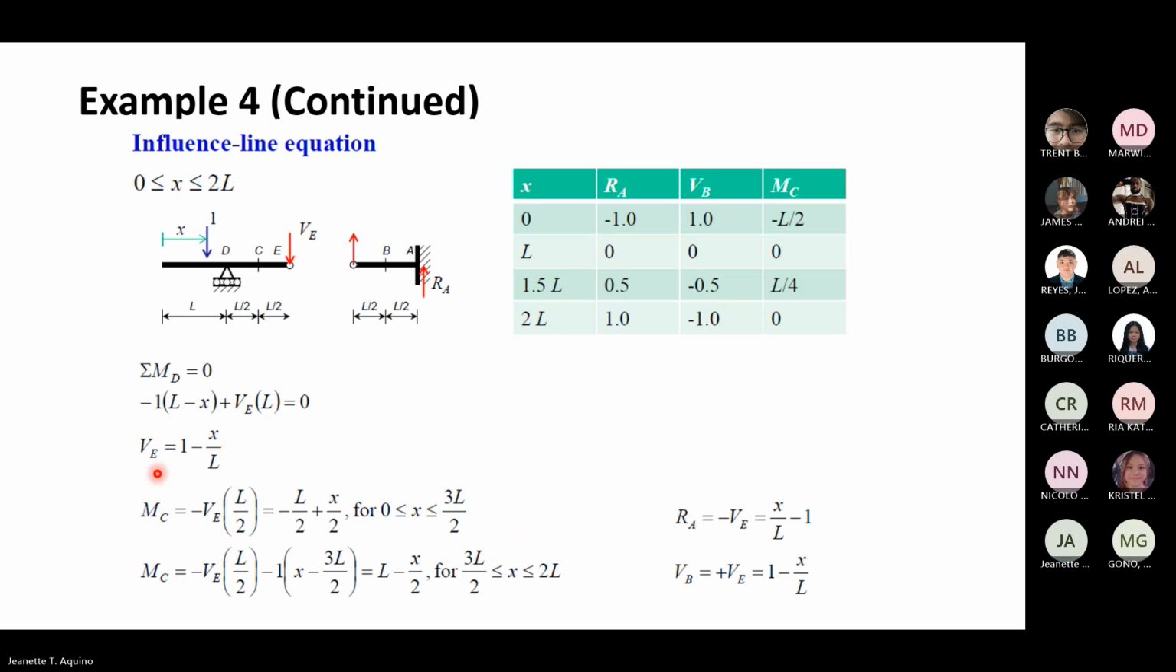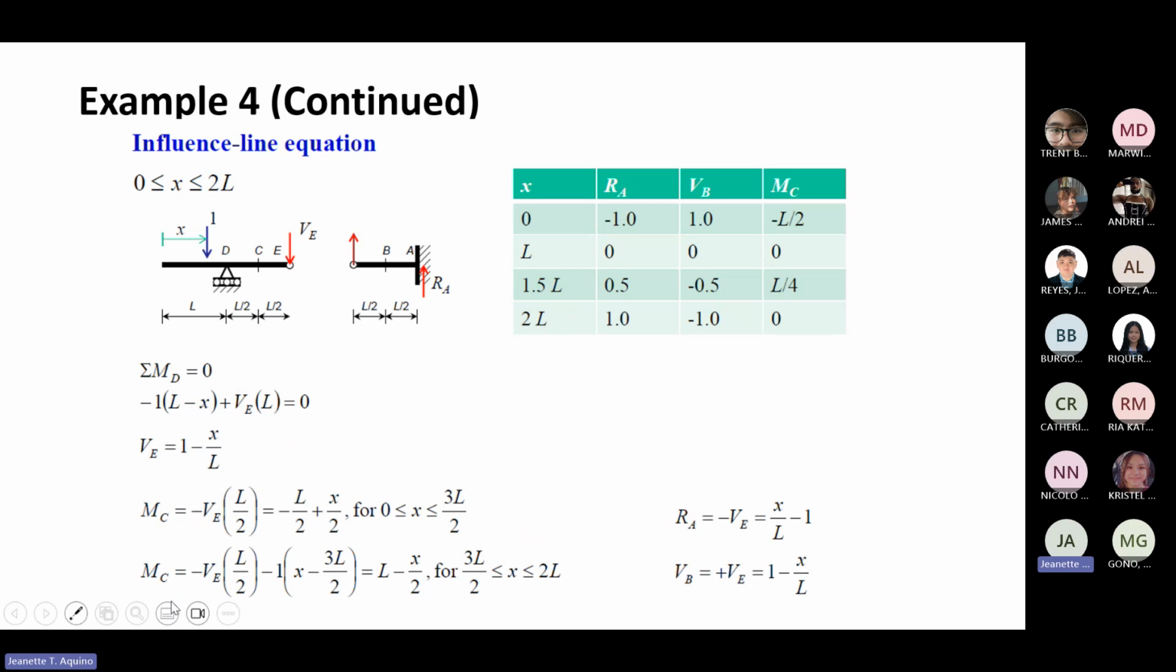And moment at C, for X greater than 0 and less than 3L over 2: moment at C is the shear force times L over 2, and VE is equal to 1 minus X over L. If you substitute VE into this equation, you will have L over 2 plus X over 2.